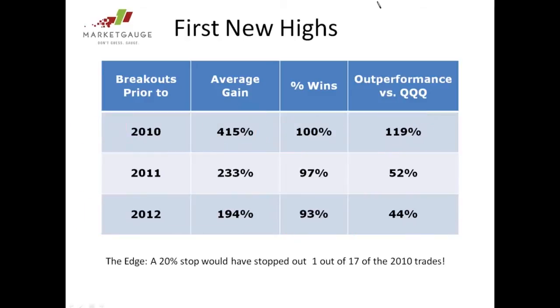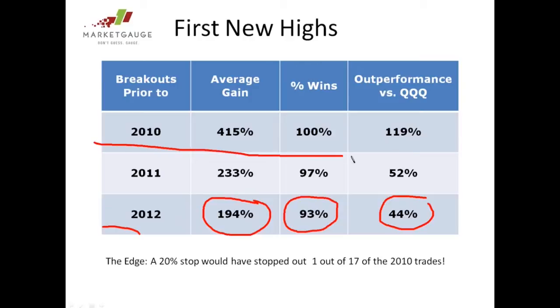The numbers are still good, don't get me wrong. The average gain there is 194%. That's still 50% or 44% greater than if you had just been buying the Qs at the same time. So what am I saying here? You've got 93% winners, and you're doing 50% better than the market. But the cream of the crop is up here, the first ones to break.